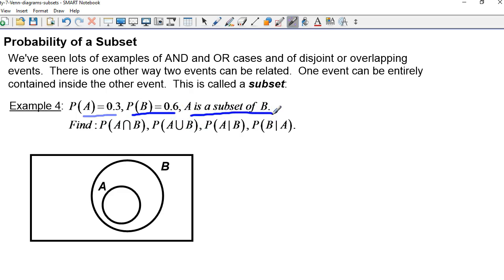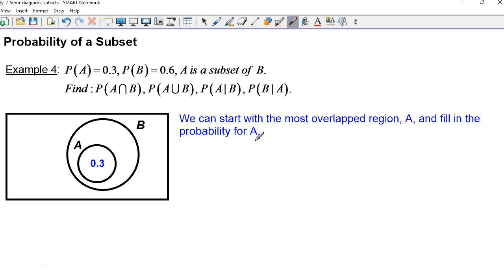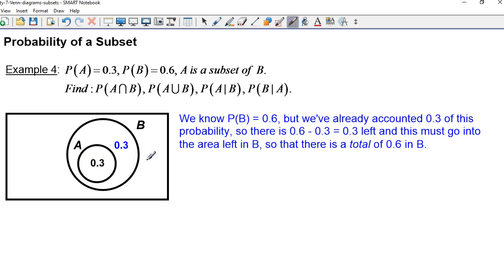Could we find things like the probability of A and B, the probability of A or B, and the conditional probabilities? Okay, so first we can start with the most overlapped region, which in this case would be the circle A, right? We know that probability is just A, so that is just 30%, so we'll fill that in. Okay. We also know that the probability of B is 60%.